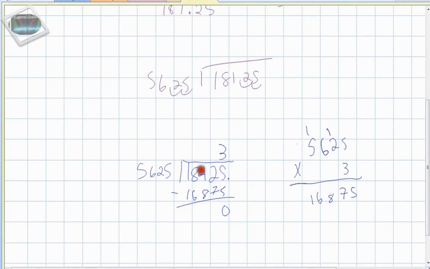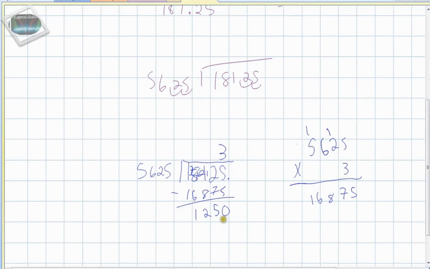We have to borrow. This becomes a 0. This becomes 12 minus 7 is 5. We have to borrow again. 10 minus 8 is 2. 7 minus 6 is 1. Okay, so 5,625 into 1,250.